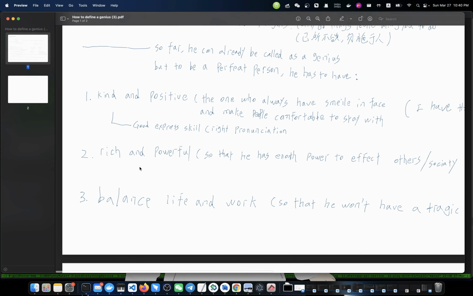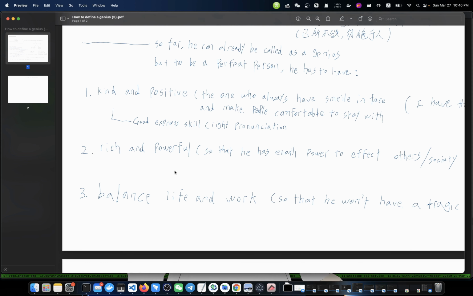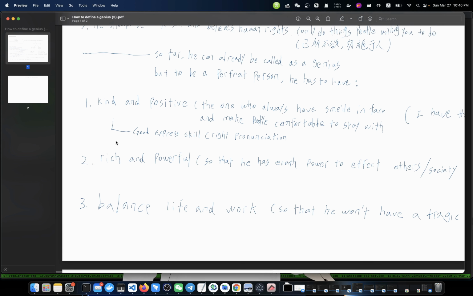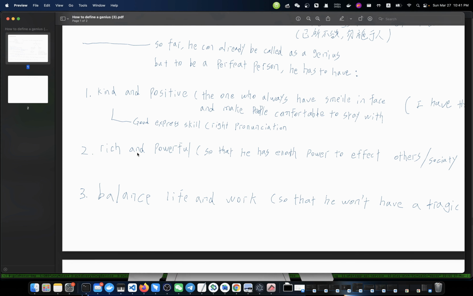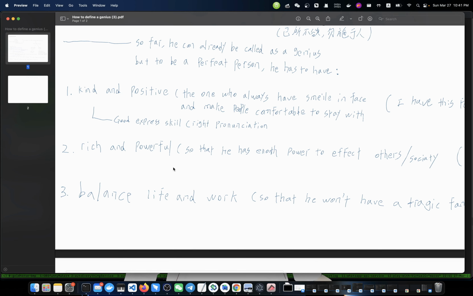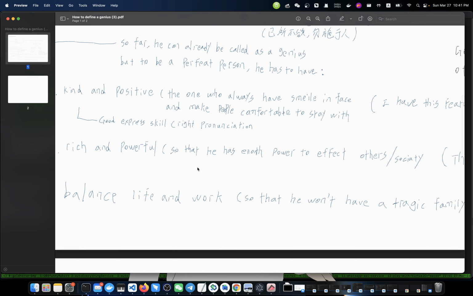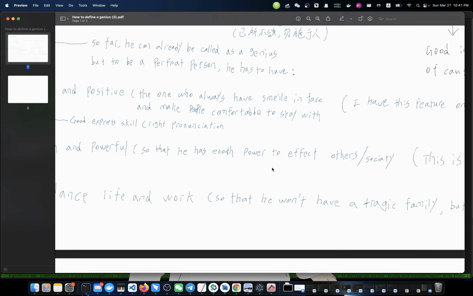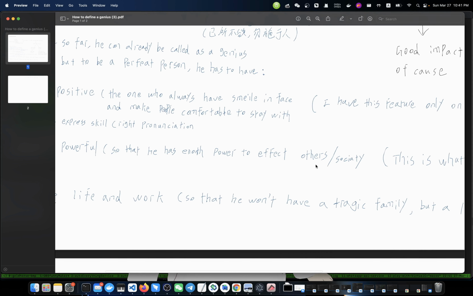The next one is rich and powerful. Why do I say this? Because there are a lot of people who could be a nice guy, but there are not a lot of people who are nice while also being rich and powerful. This is very precious for our society, to have such a person, because only rich and powerful people have enough power to affect other people or the society.